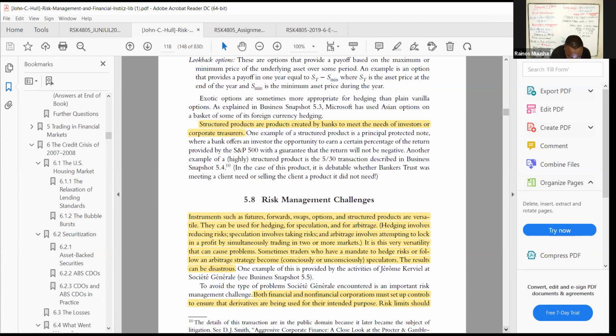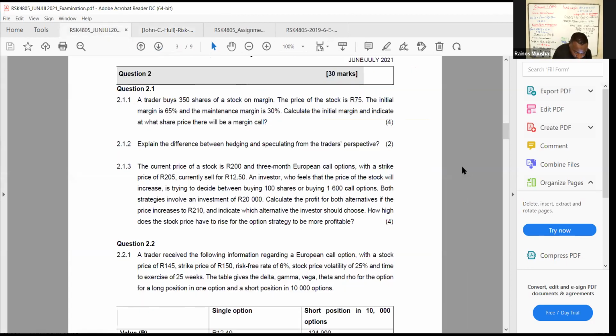Can you move on? On question 2.1.3, they give us that information.